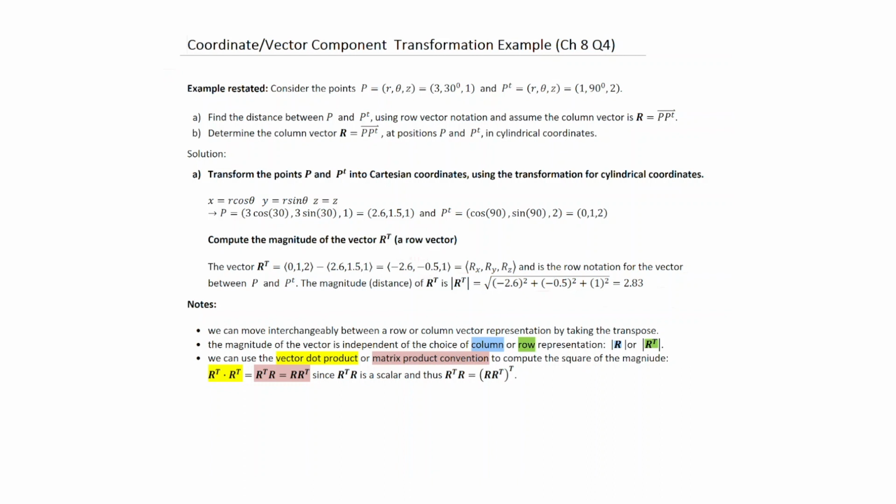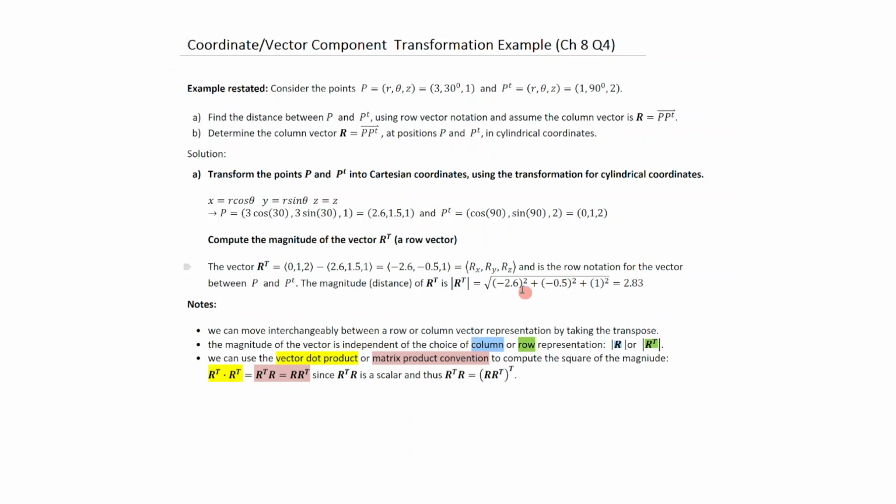The magnitude you can compute, it's just the norm, and that just turns out to be 2.83. Okay, so just a general comment. We can move interchangeably between a row or column vector representation just by taking the transpose. The magnitude of the vector is independent of the choice of column or row representation. That's either the magnitude of R or the magnitude of R transpose. And we can use a vector dot product or matrix product convention to compute the square of the magnitude.